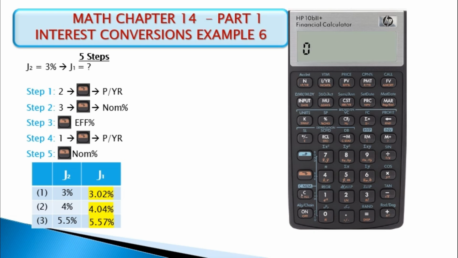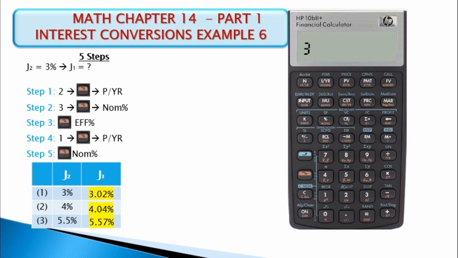So we want to learn how to convert all the rates. Let's say we have J2 equal 3%. What would be the value of that in J1? It's called the 5 steps. Let me show you how it's done. So we have J2 equals 3%, so let's put that information in first. Those are your first 2 steps.